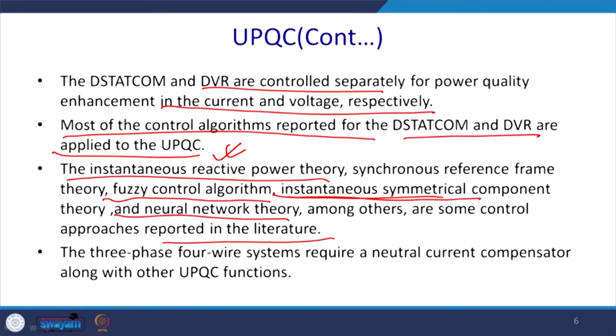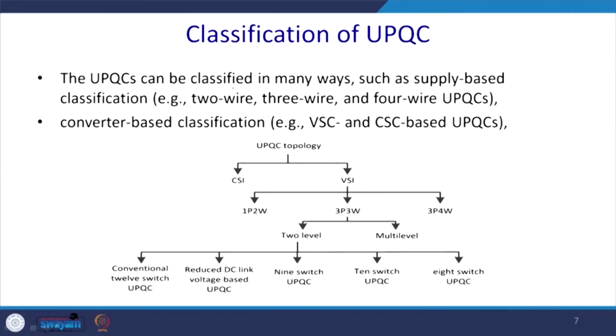The 3-phase 4-wire system requires a neutral current compensator along with the UPQC to function. So we require extra switches in the case of the D-STATCOM, an extra leg rather. Now, the classification of the UPQC: UPQC can be classified in many ways. We have followed the supply based classification, that is, what kind of topology and what kind of supply it gets.